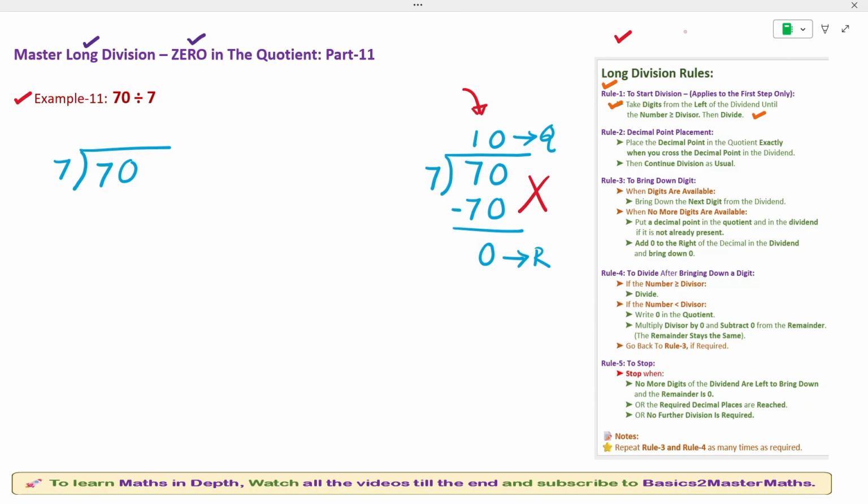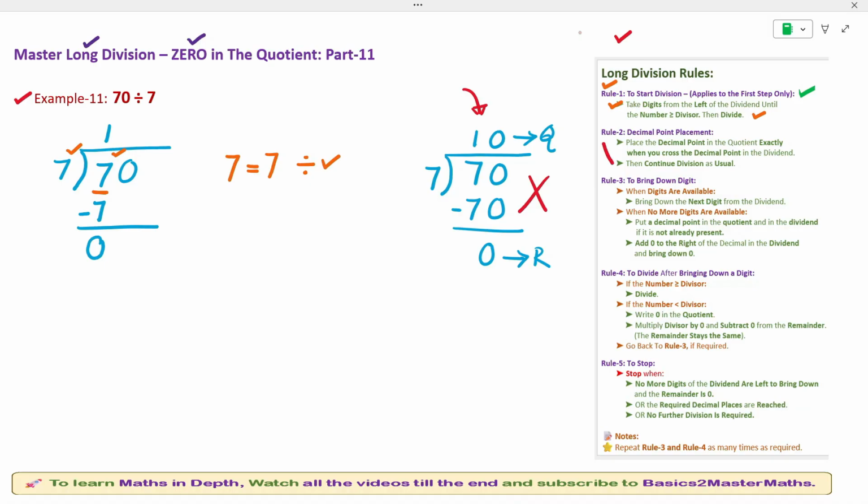In this case, consider the leftmost digit of the dividend, that is 7. The number considered, 7, is equal to the divisor 7. So divide. 7 ones are 7. So you will get 0 as the remainder. Now rule 1 is complete.